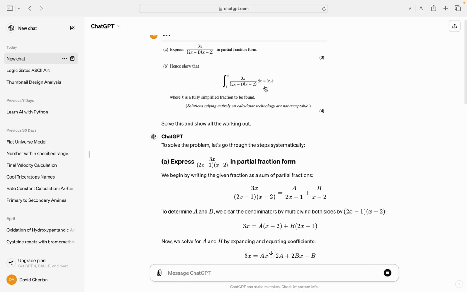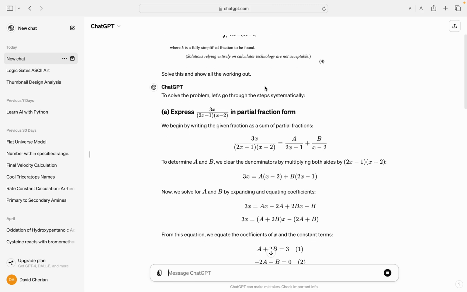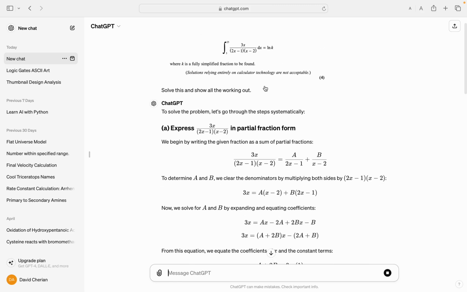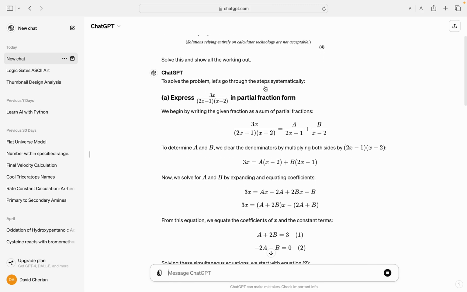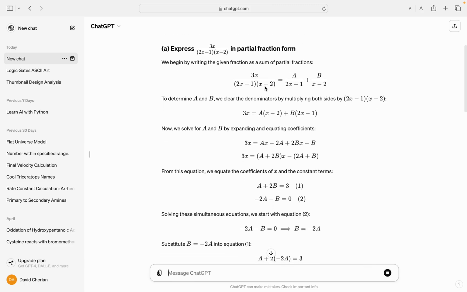Okay, it's saying to solve the problem, let's go through the steps systematically. Express this in partial fraction form. We begin by writing the given fraction as a sum of partial fractions. Okay, it did a good job in checking out the image. That's pretty impressive, actually. It split it into two factors. That's correct. It's multiplied both sides by (2x minus 1)(x minus 2).